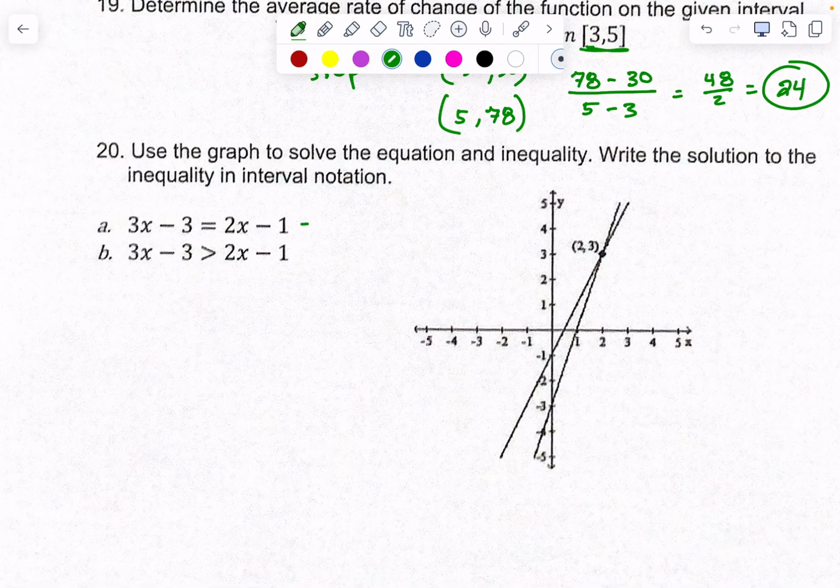All right, last thing, 20. Here's the graph. Where are they equal to each other? At 2. At 2 on the x, right?